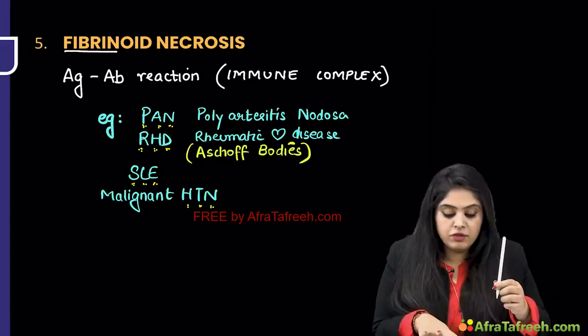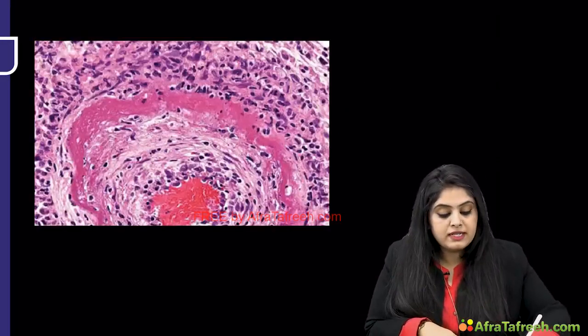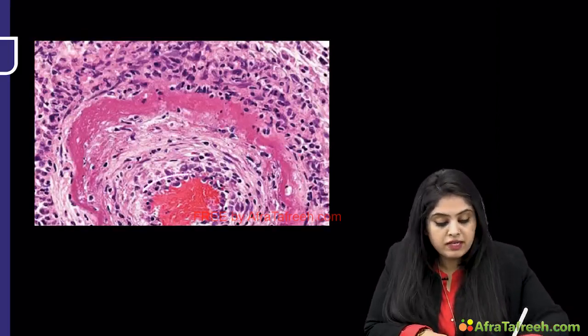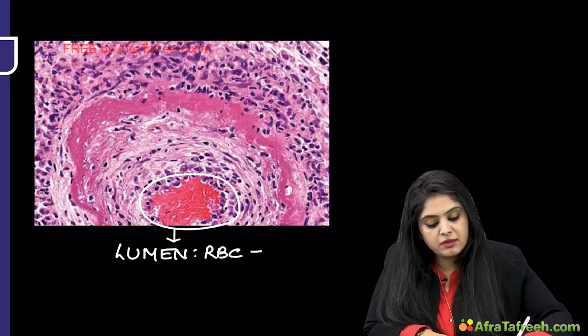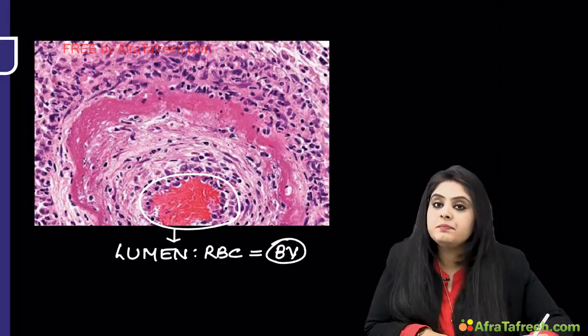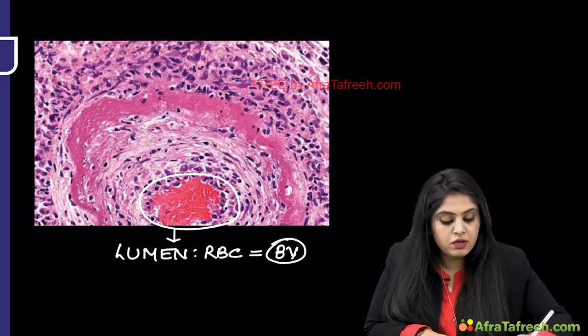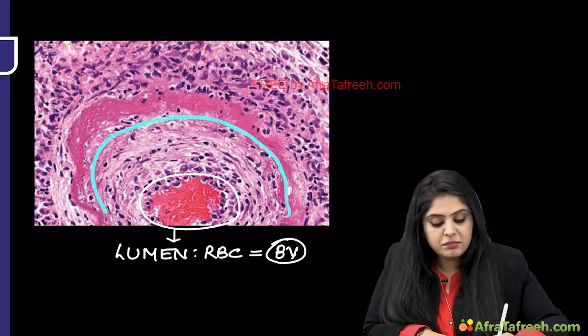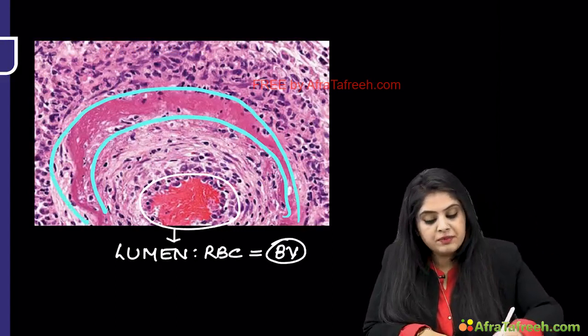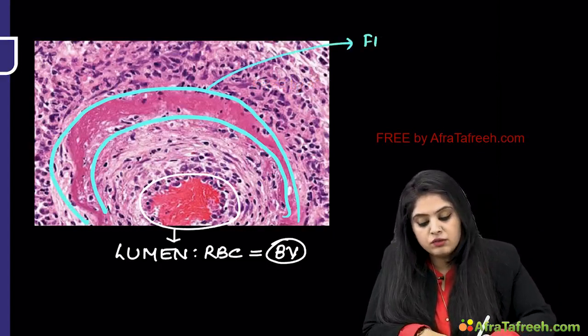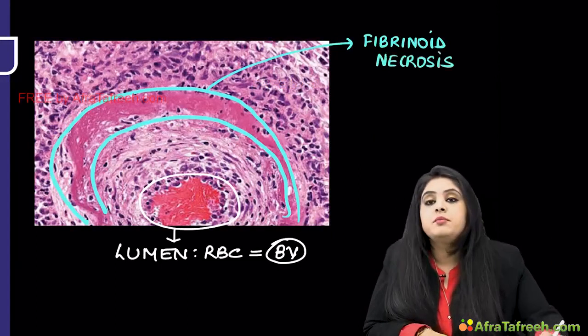Having said that, let us have a look at the picture. See, first you need to identify what organ is this. So if you look very carefully, I can see a lumen over here, and in that lumen I see a lot of red blood cells. So that means this organ is a blood vessel. Yes, and if it's a blood vessel, what do you see around it? I see this pinkish color mass around it. You know, there's a band of pink color over here. This band of pink color is known as fibrinoid necrosis.